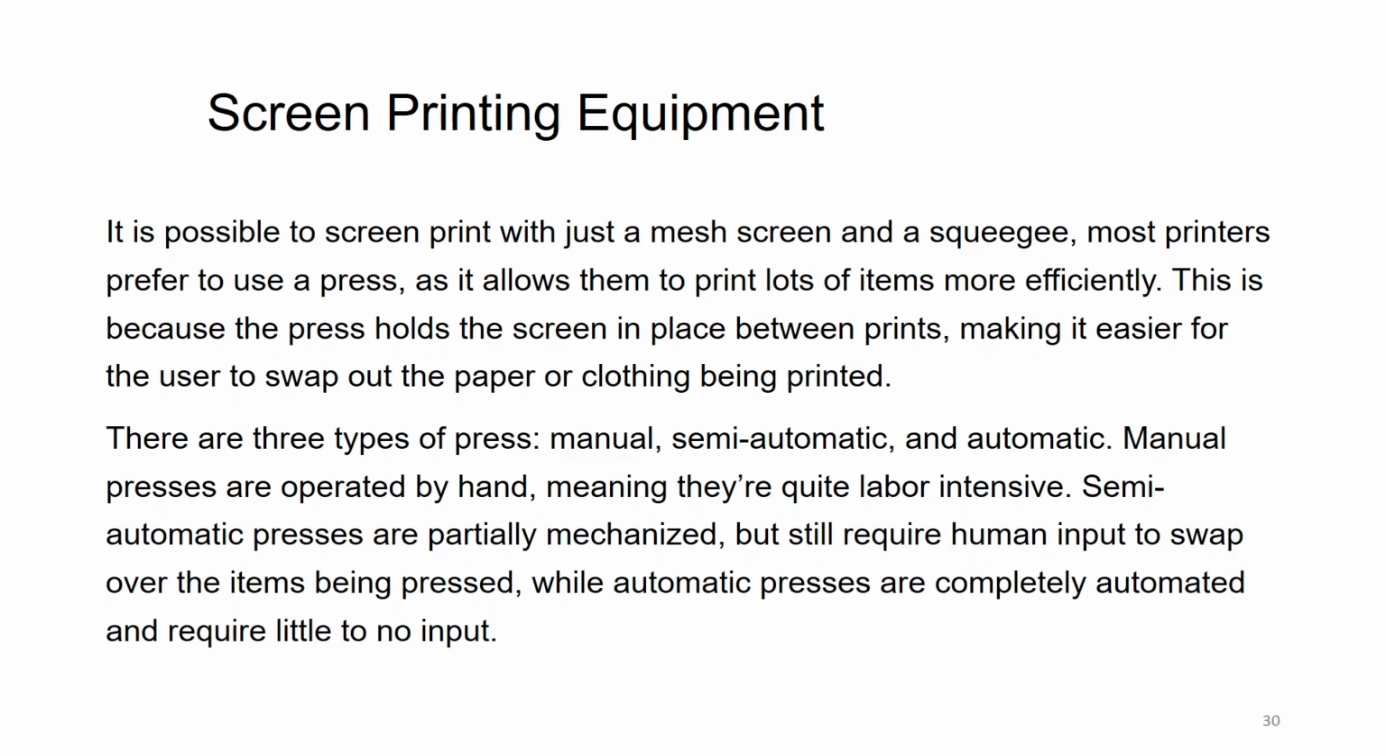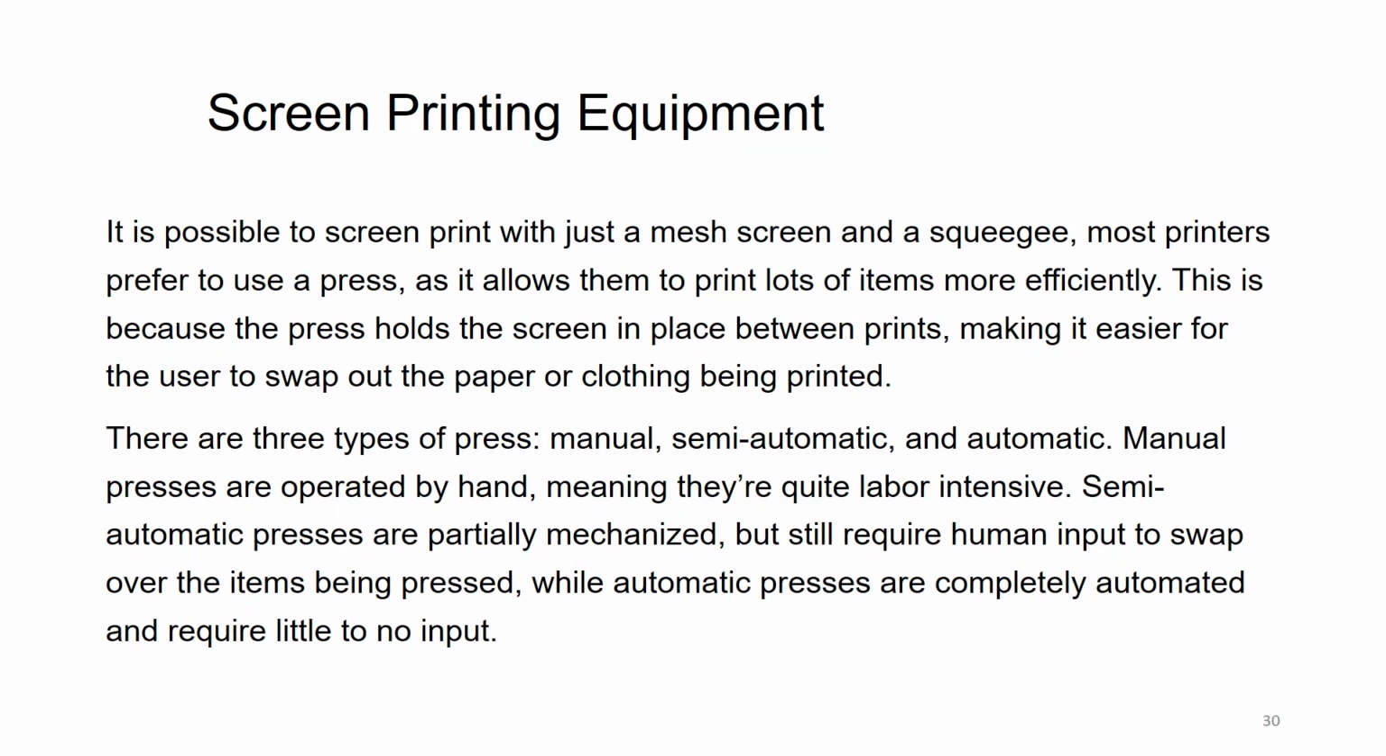There are three types of press: manual, semi-automatic and automatic. Manual presses are operated by hand, as the name suggests, meaning they are quite labor intensive. Semi-automatic presses are partially mechanized, but still require human input to swap over the items being pressed, while automatic presses are completely automated and require little to no input.